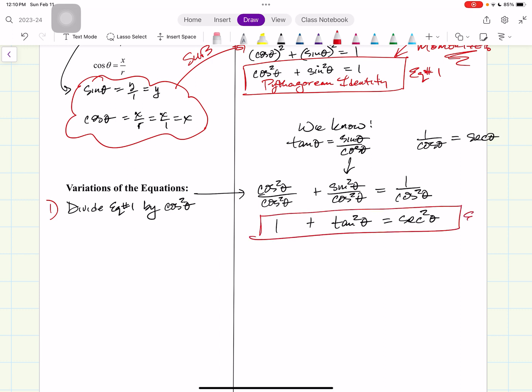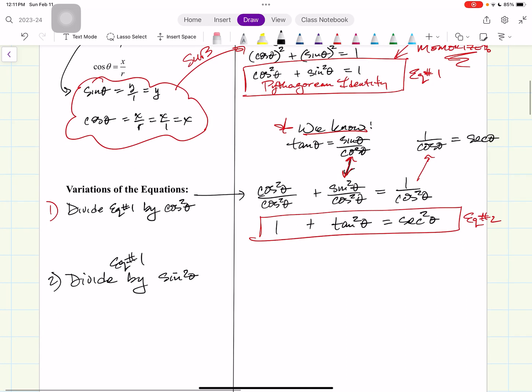So we're going to label this equation number 2. I took some things that we know and I applied them. Now, to get another variation, we're going to divide the main Pythagorean identity, not by cosine squared theta now. We're going to get creative. We're going to divide it by sine squared theta. I meant equation number 1 here, so make sure you put that in there.